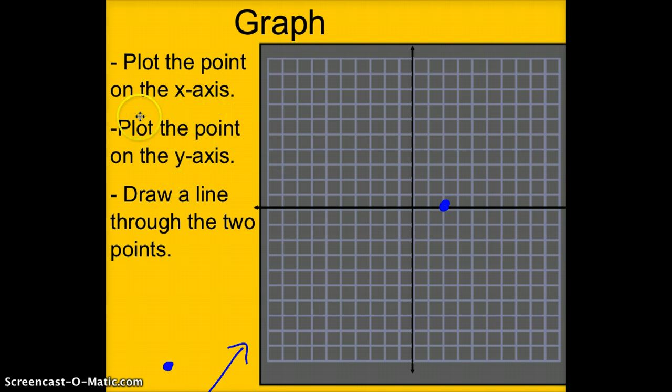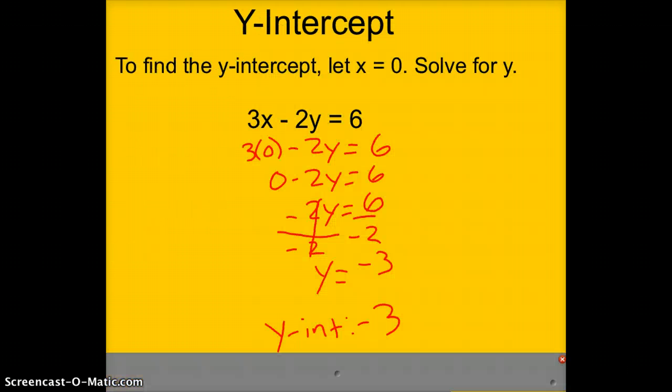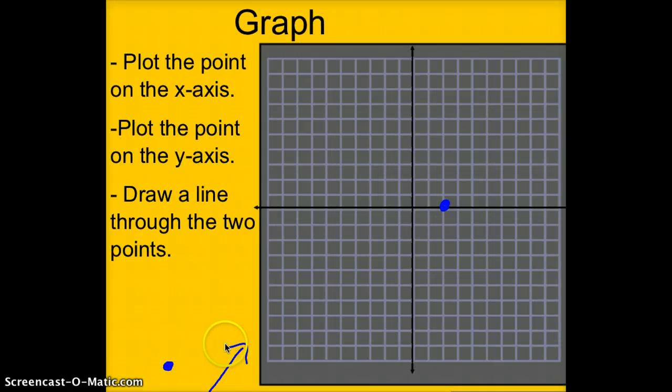Now we're going to plot the point on the y-axis. If you go back to where you found your y-intercept, the y-intercept is -3. So this will be the point (0, -3). 1, 2, 3. So there's (0, -3). Now we're just going to draw a line through the 2 points. Take that straight edge, your ruler, whatever it is, draw your line, put your arrows on the end. Now we have graphed the equation by using intercepts.